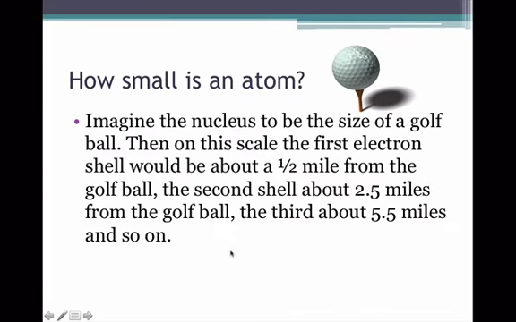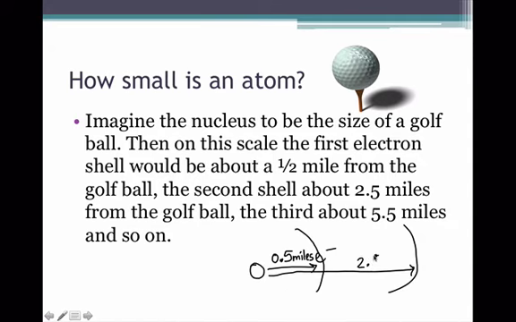Well, how small is an atom then? And then it says, imagine the nucleus to be the size of a golf ball. So we have our golf ball for our nucleus. Then on this scale, the first electron shell, so our first shell that holds electrons, would be about a half a mile from the golf ball. So this would be 0.5 miles away. The second shell would be about 2.5 miles from the golf ball. So if we needed to go out to the second shell of electrons, we'd have to go 2.5 miles away. And then you can just keep going and going.